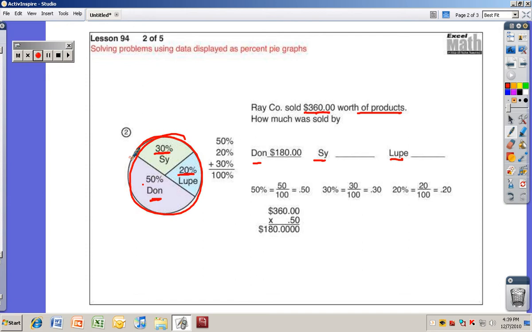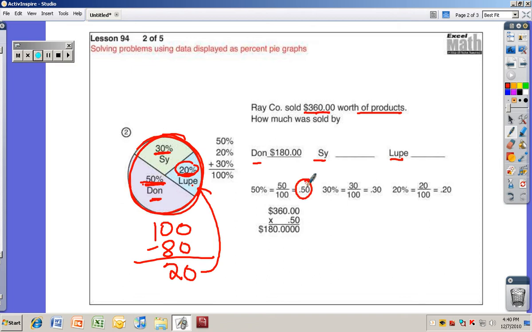They are going to give you problems on these pretty soon where they say, how much did Lupe sell? And they're not going to tell you her percent, which means you're going to have to take the 50 and the 30, which makes 80, and subtract that from the 100%, which is the whole thing, to figure out her percent in the first place, and then do your percent multiplication. So how did they get Don's amount of 180? Well, the whole pie is $360. And if he sold 50%, 50% is 0.50 or 0.5, and you do 360 times 0.5, or half of 360, which is $180.